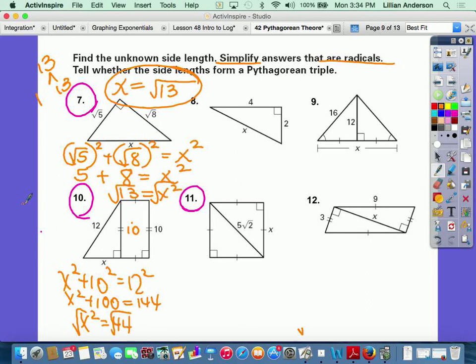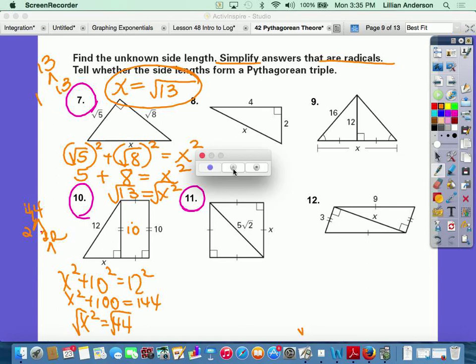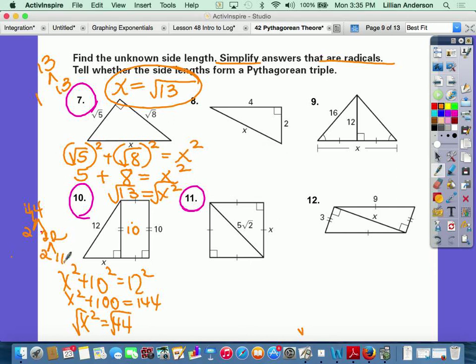And now I'm at the point where I have to simplify the square root of 44. Two numbers that give me 44 are 2 and 22. Now 2 is prime. I can't break this down anymore. But 22, I can break down 22 to be 2 and 11.